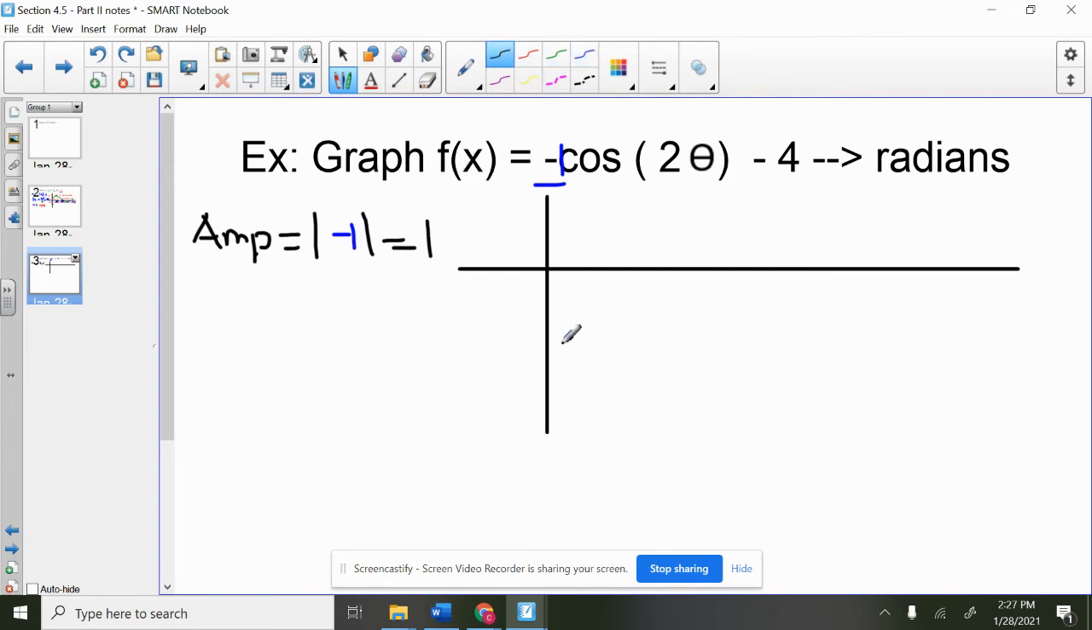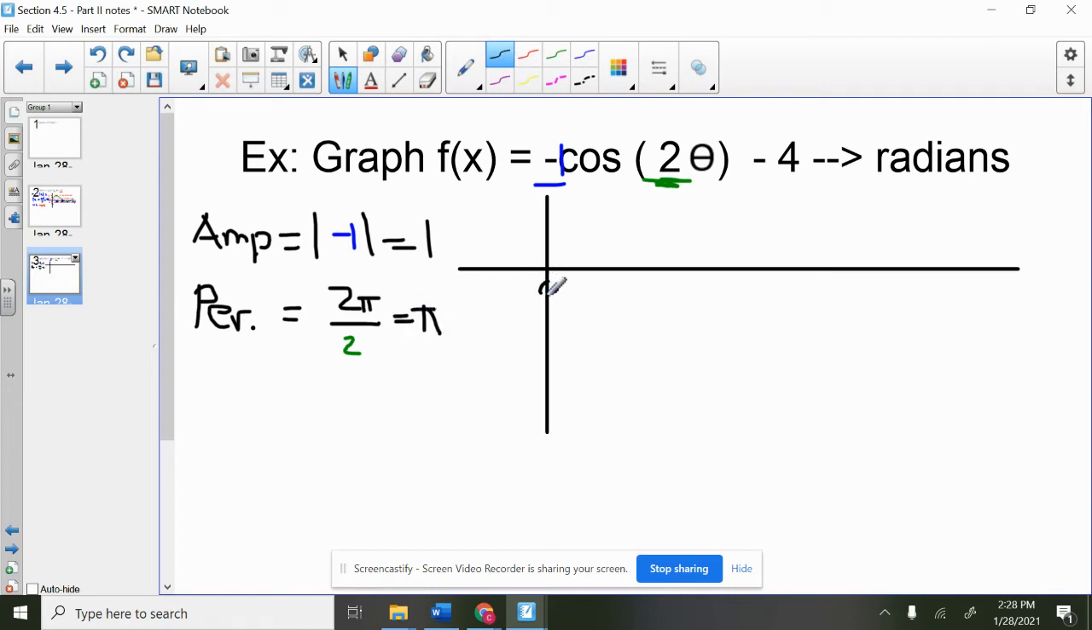That means from the midline, you go up 1 and down 1, and that'll give you your high and low values. And then I'm going to do my period. Because it's in radians, it specifically tells me I'm doing 2 pi, and then I divide that by whatever the b value is, which in this case is 2. So 2 pi divided by 2 gives me just pi.